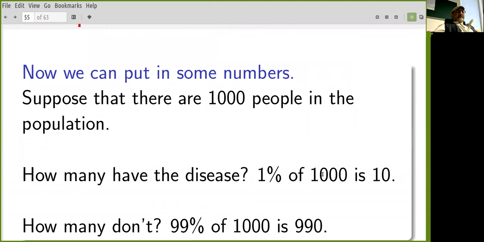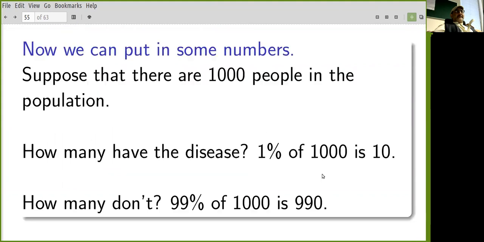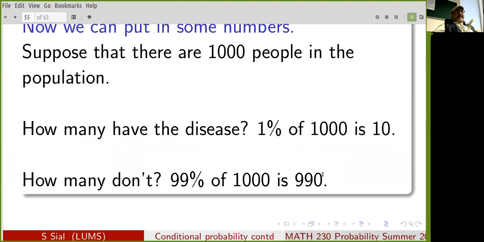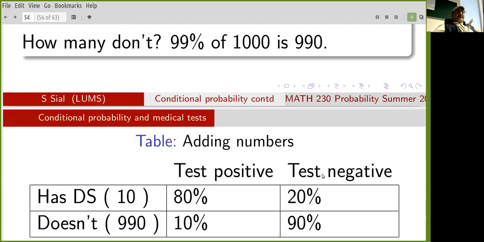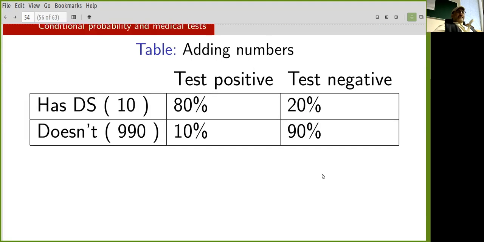Now you put in some numbers. Let's say we were dealing with 1,000 people. So 1% of 1,000 people is 10, right? So we believe that 1% of the population has the disease. So if we picked 1,000 people from the general population randomly, 1% of them, that is 10 people, should have this disease. How many of them won't have the disease? That's 990. Okay, so out of 1,000 people, 10 will have the disease, and 990 will not have the disease.